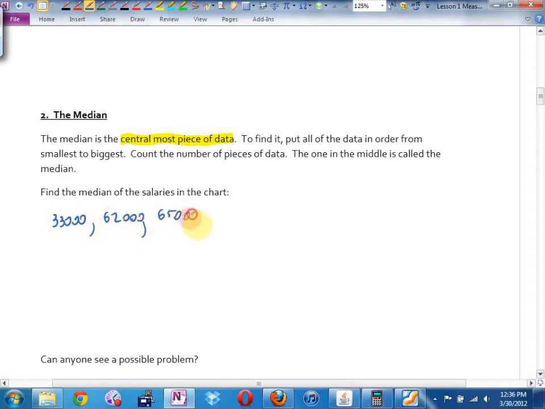1, 2, 3, 4. I'm going to drop the comma off the 325,000 because that looks like an extra term.